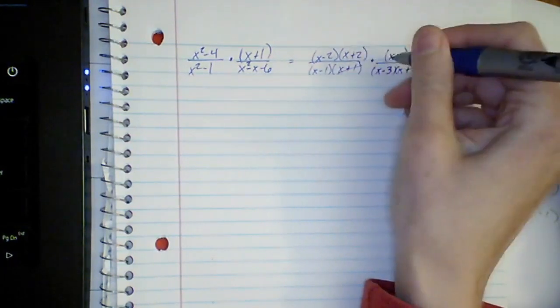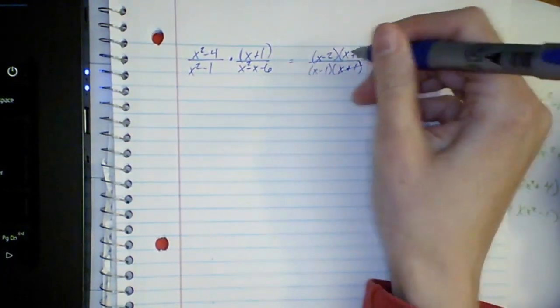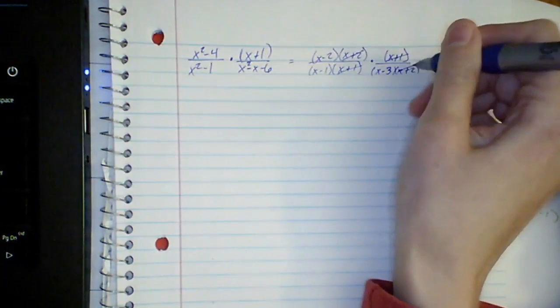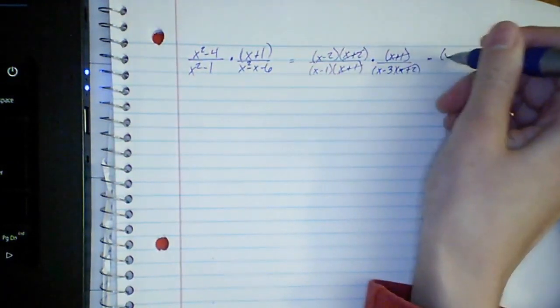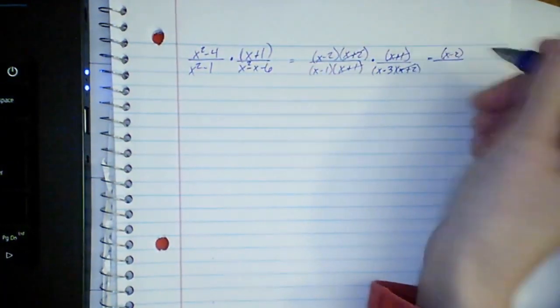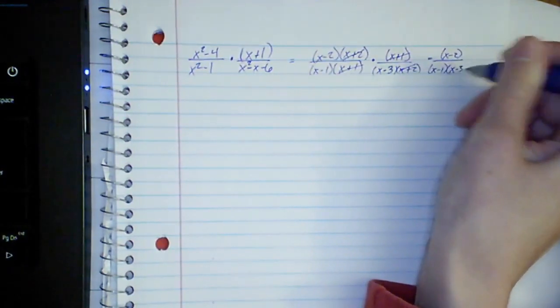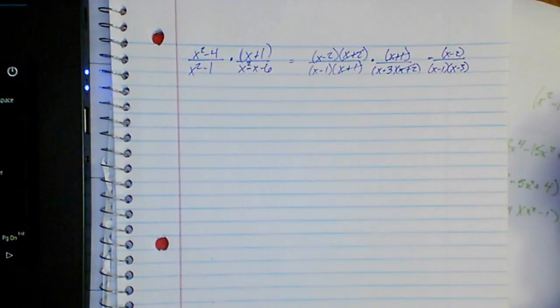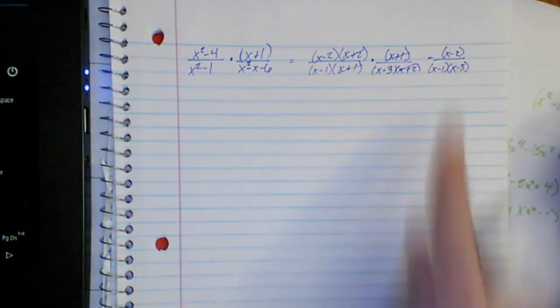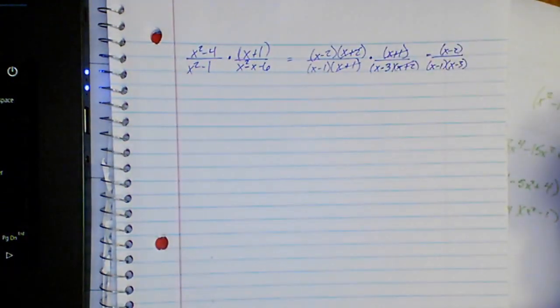The x plus 1s cancel out. The x plus 2s cancel out. And then you'll have x minus 2 in the numerator, and then you just squish these two side by side, or any factors you have side by side in the denominator. And you can have multiple factors in the numerator as well.